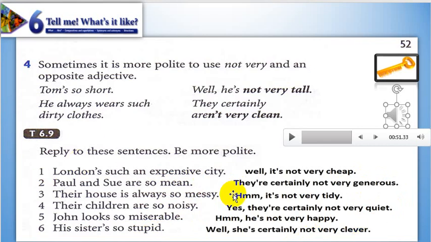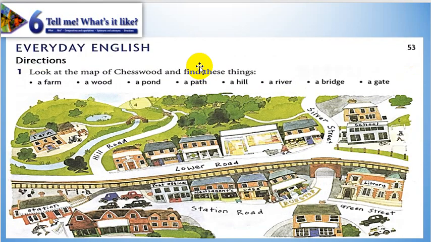This is also an important exercise. Now, we come to everyday English on page 53, talking about directions. Here, number one, look at the map of Chesswood and find these things. Okay, these locations: a farm, a wood, a pond, a path, a hill, a river, a bridge, a gate. You will see this drawing in your PDF book.